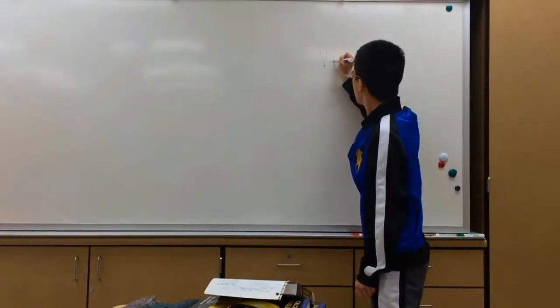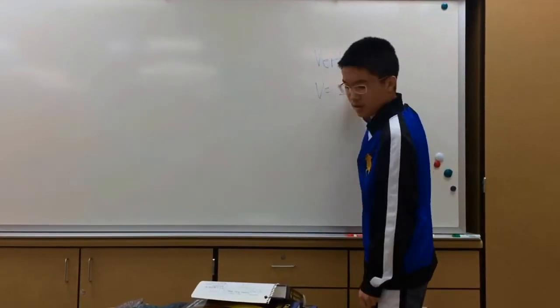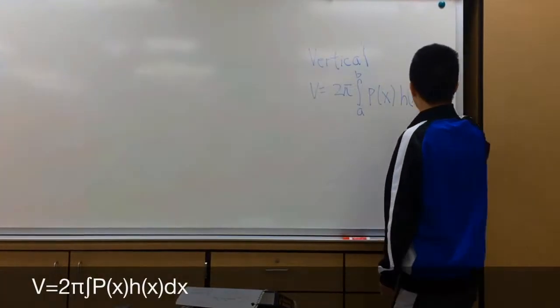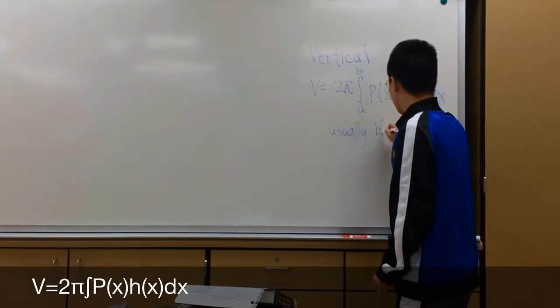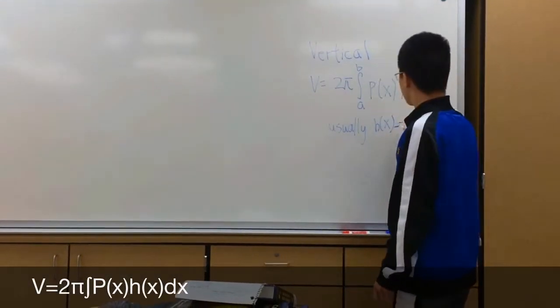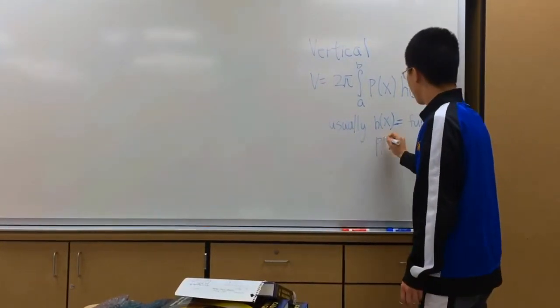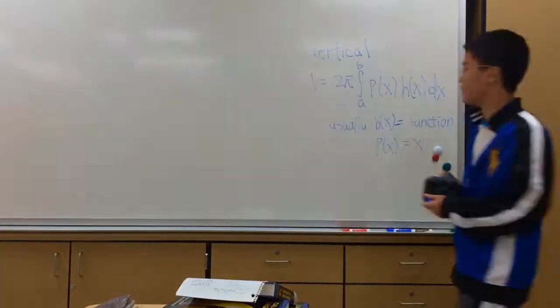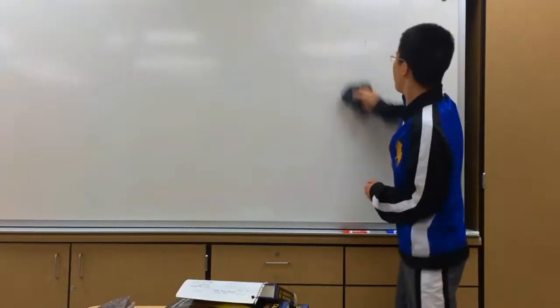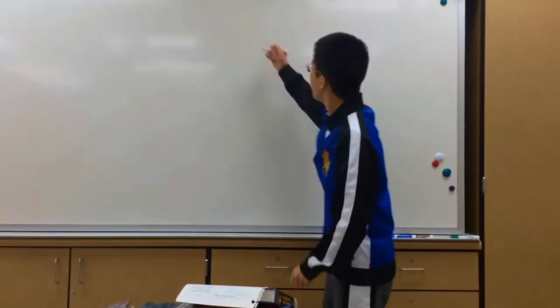The formula for vertical axis of rotation is 2 pi times the integral from a to b of p sub x times h of x dx. Usually, p sub x is your function and h of x is simply x. Let's go over an example problem.